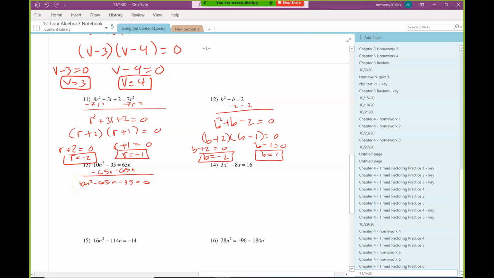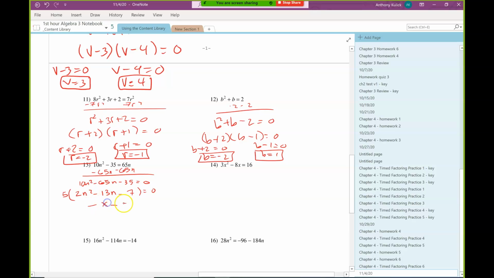So let's check to see if there's a greatest common factor. Now I can't take the whole 10 out, because obviously 65 and 35 aren't divisible by 10, but everything is divisible by 5. So let's take that out, because that'll make life a little bit easier, because it makes all the numbers a little bit smaller. It'll be easier to find our two numbers later on.